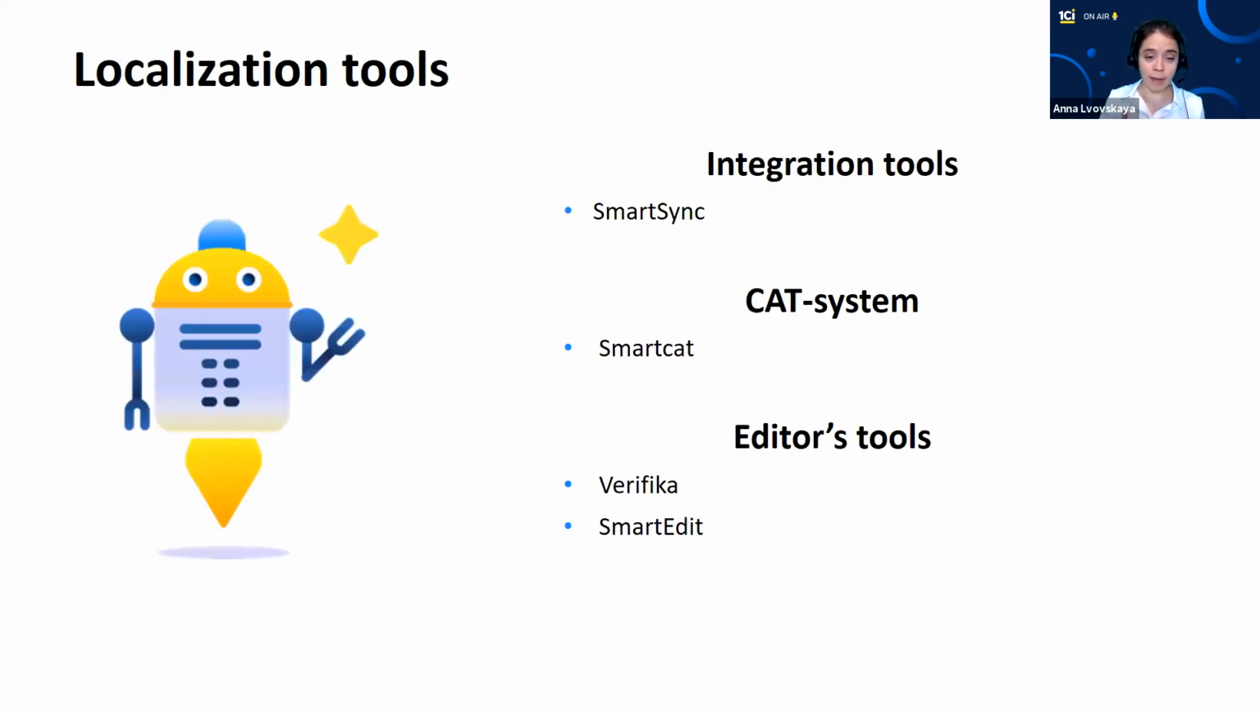And in order to manage all of that, we're using some tools, which is an integration tool that helps to extract all of the lines to translate from the applications. The tool is called SmartSync. Then we have got a CAT system that we're using. CAT system is a computer-assisted translation system. We're using currently SmartCAD. Then we have got some editors tools that we're also using. One of them is called Verifika, and another is SmartEdit that will be presented to you really soon.